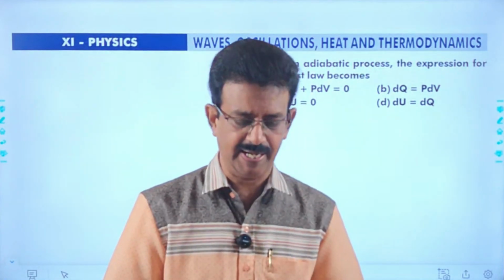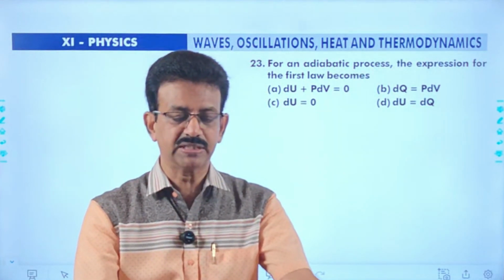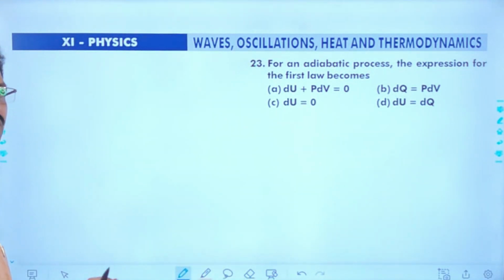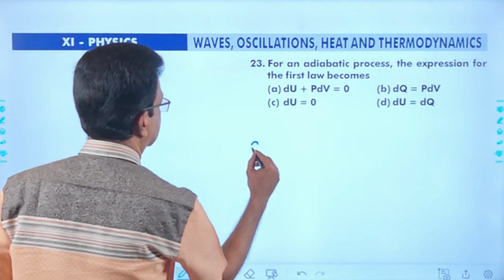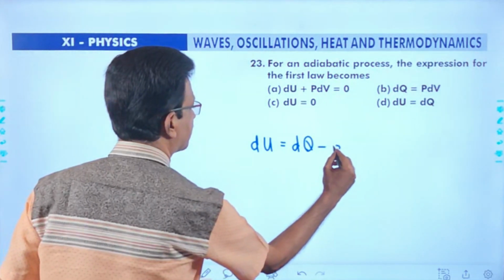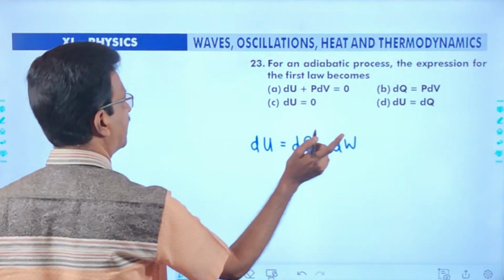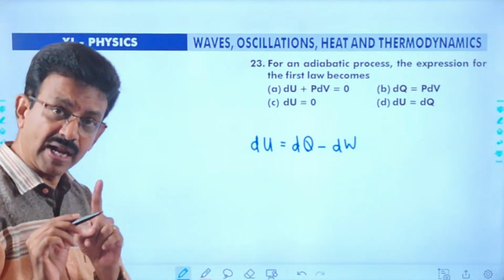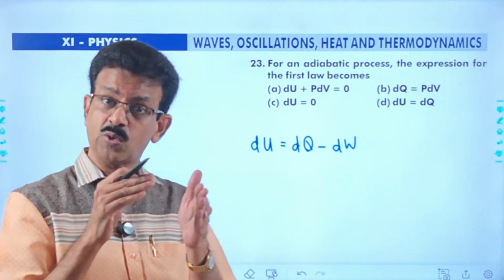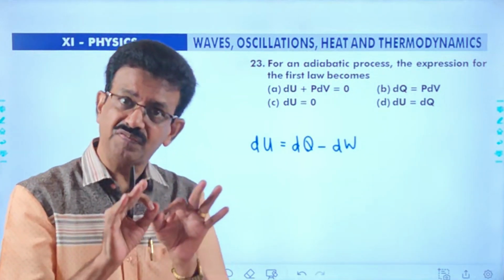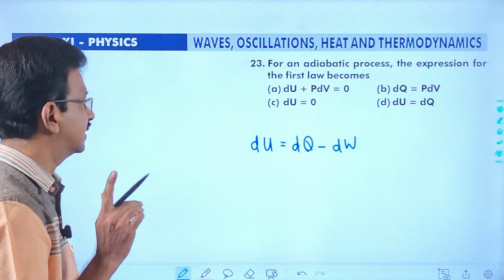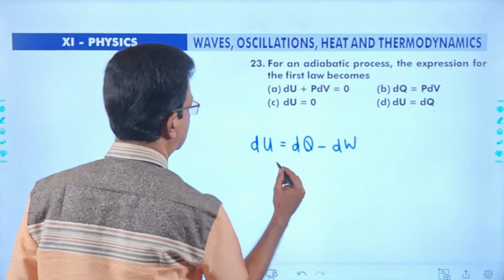Now, question number 23. For an adiabatic process, the expression for the first law becomes, I will write the general expression for the first law: dU, the change in internal energy, equals the difference between the heat energy entering the system and the external work done. An adiabatic process is a thermodynamic process in which no heat energy enters or leaves the system, so dQ is 0.